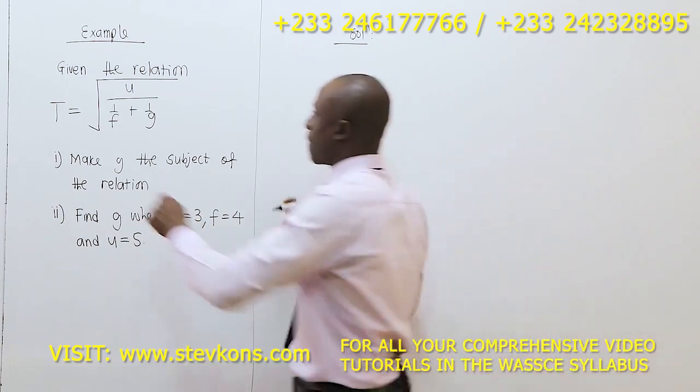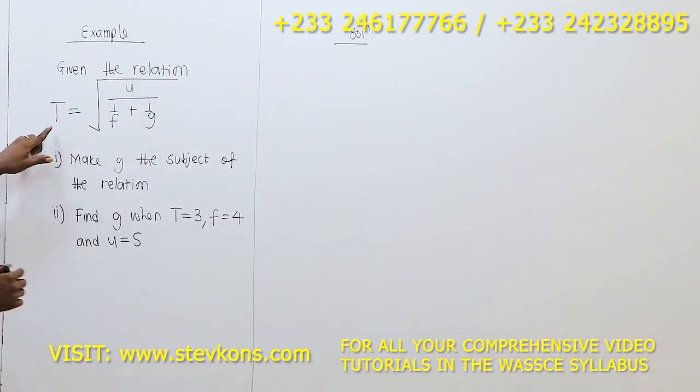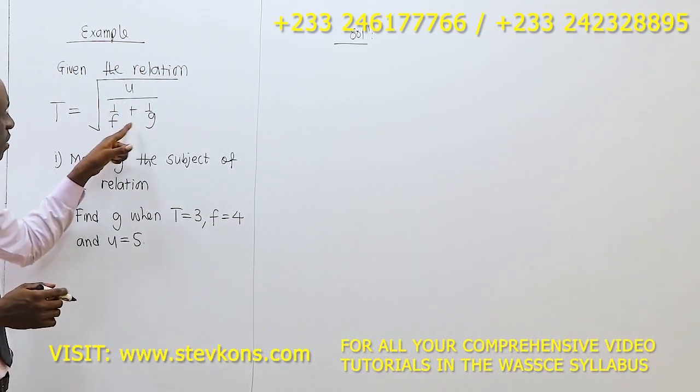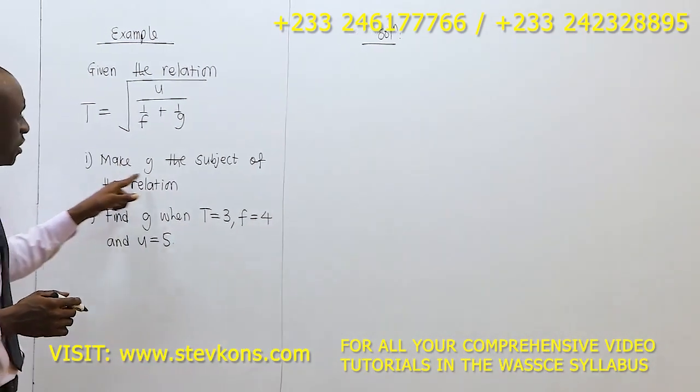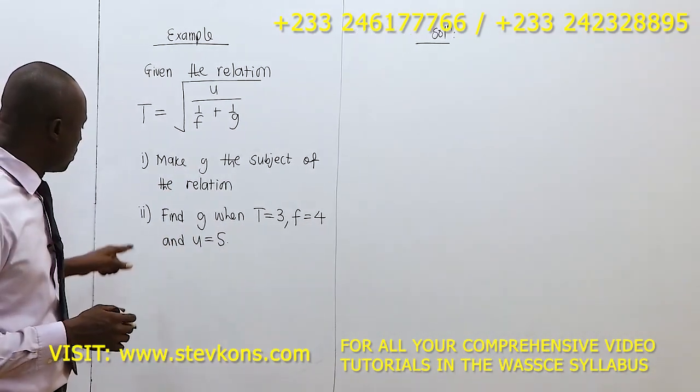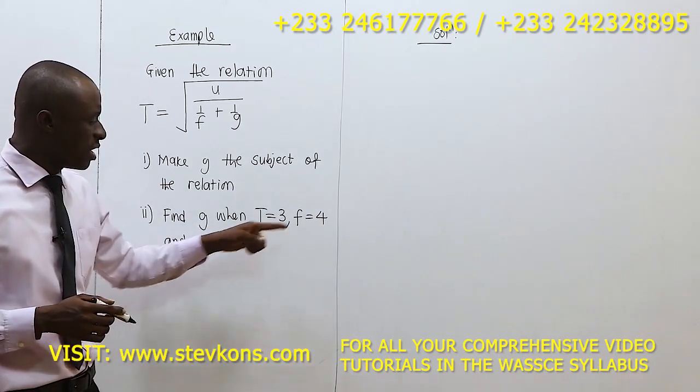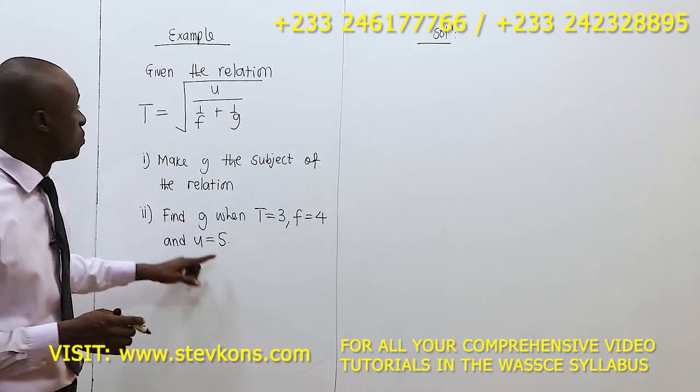Now the first one, we have given the relation t equals square root of u over (1 over f plus 1 over j). I make j the subject of the relation. I find j when t equals 3, f equals 4, and u is equal to 5.